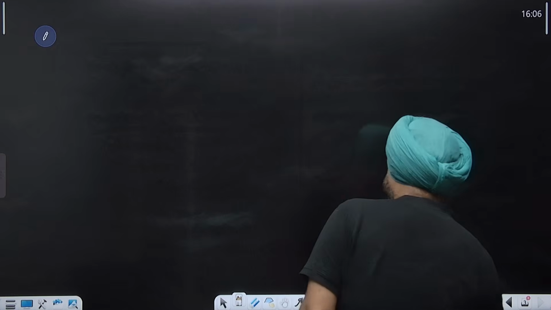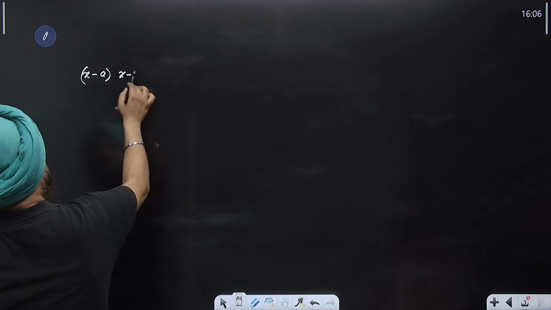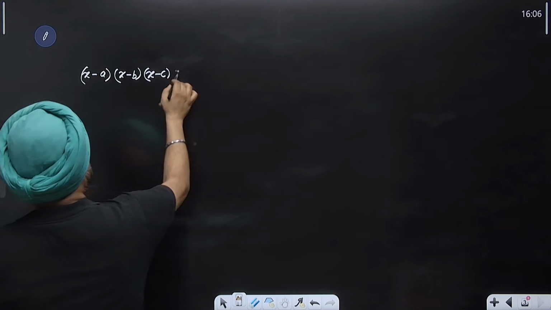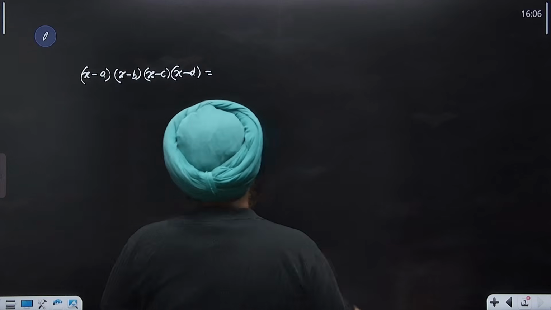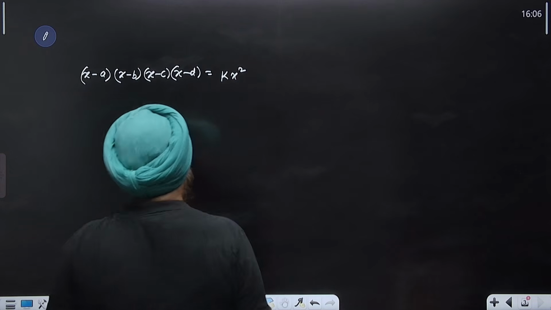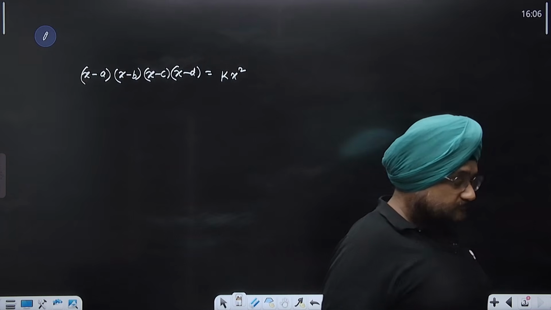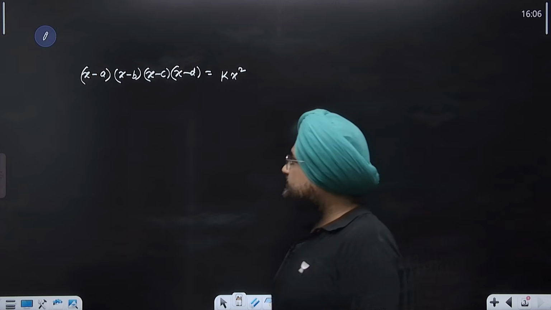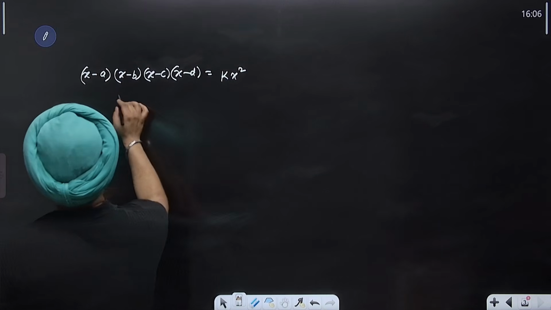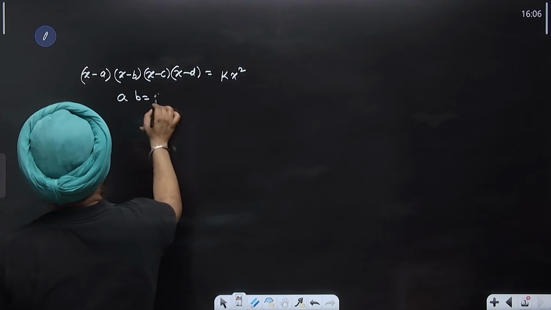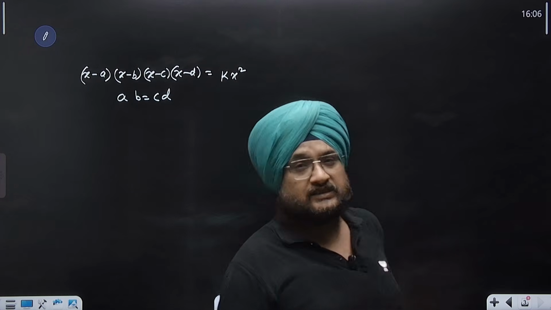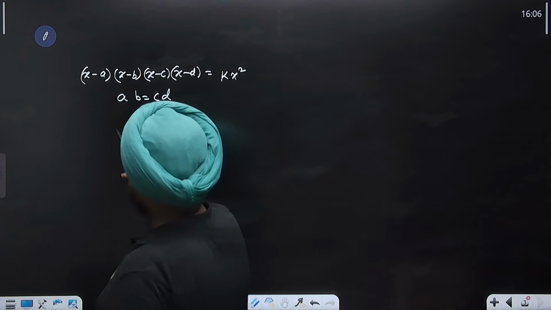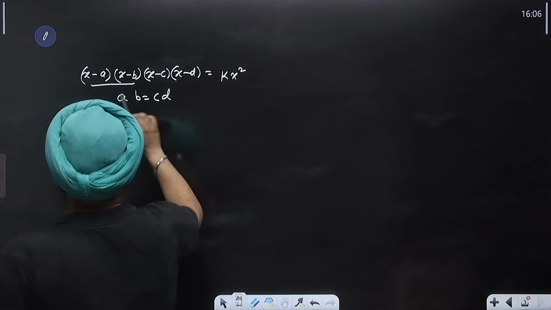Next in this special biquadratic category is, we are given the equation as x minus a, x minus b, x minus c, x minus d, again the product of 4 linear factors, is equal to some constant into x square. And here the condition is, if AB is equal to CD, then again we will multiply the A and B factors and the C and D factors.